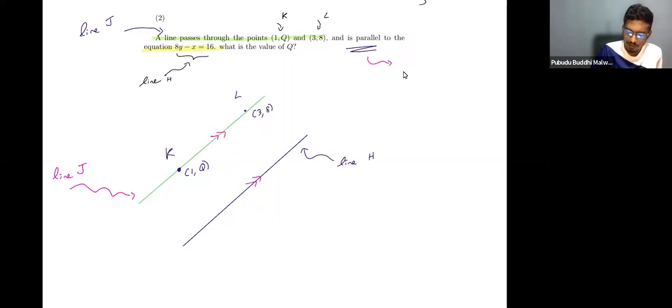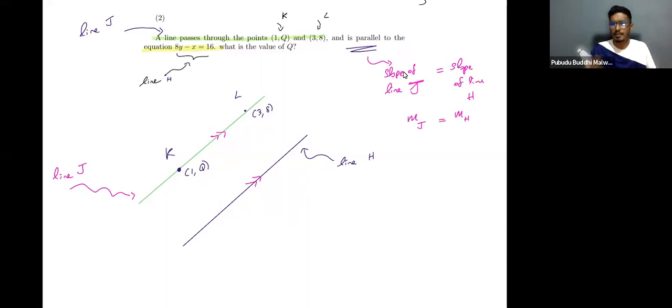So parallel means slopes of these 2 lines should be equal. So slope of line J equals slope of line H. So that's the idea. So Mj equals Mh. Some people use the term gradient, doesn't really matter, same meaning. Now Mj and Mh, right? So that's what we know. Maybe we can use that to compute the value of Q, right?